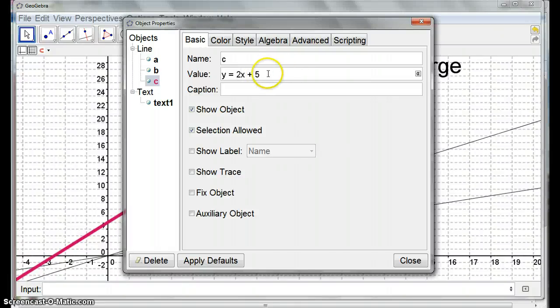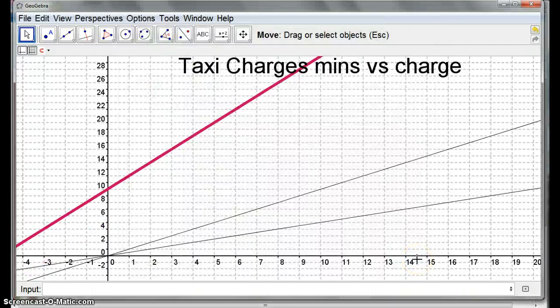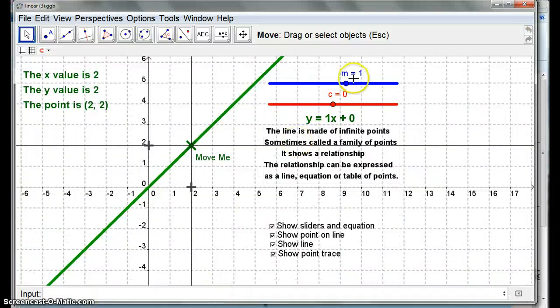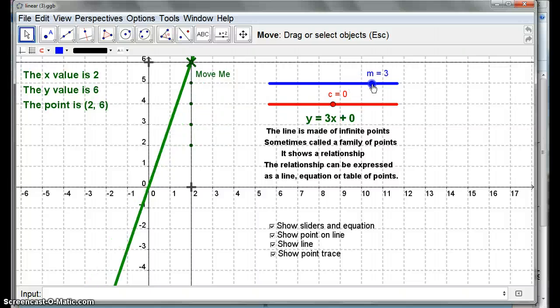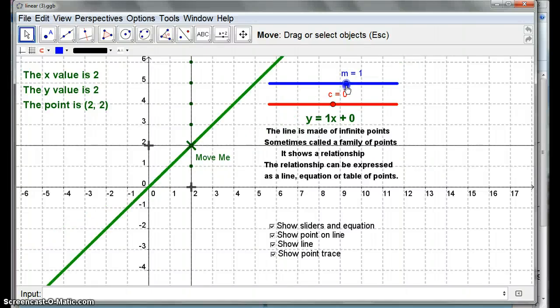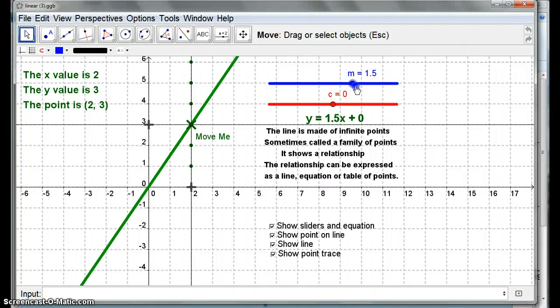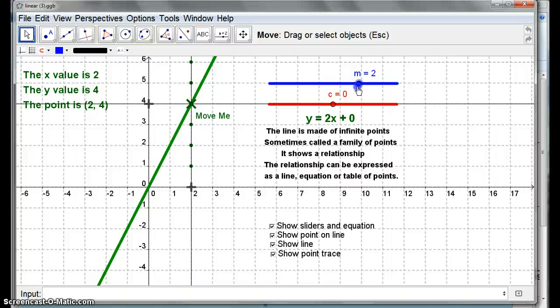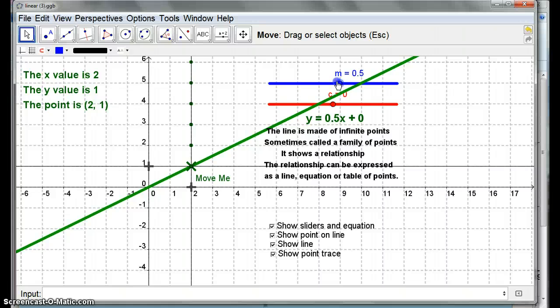We're going to have $2 per minute, and I'm talking about standard charge. So hang on. Okay, M is the gradient. So here we have a gradient of a half, a gradient of 1, a gradient of 2, a gradient of 3. But here you can see that the gradient is the number in front of the x. This C, I'll move that down out the way.